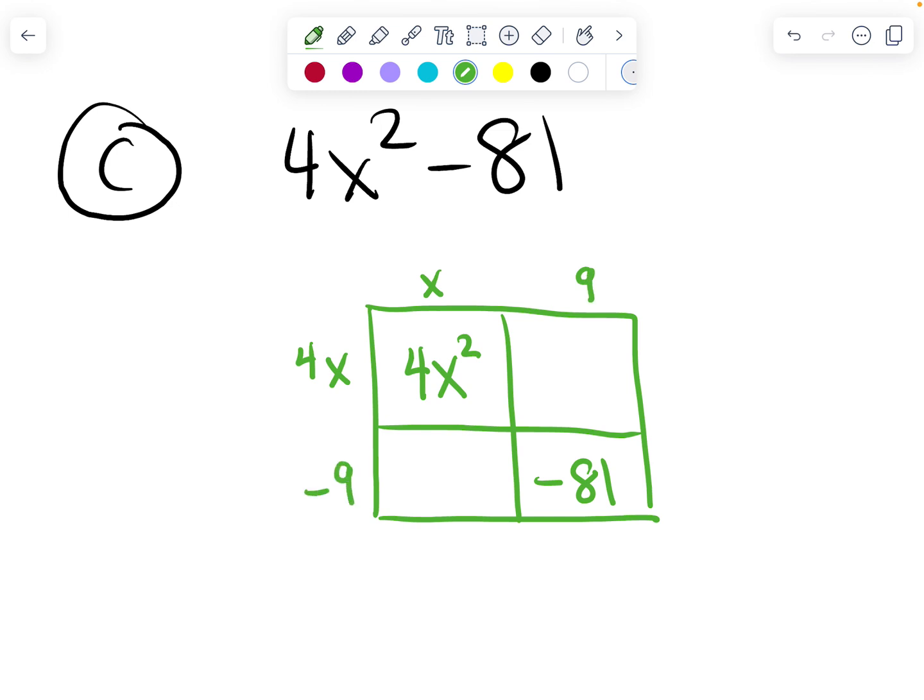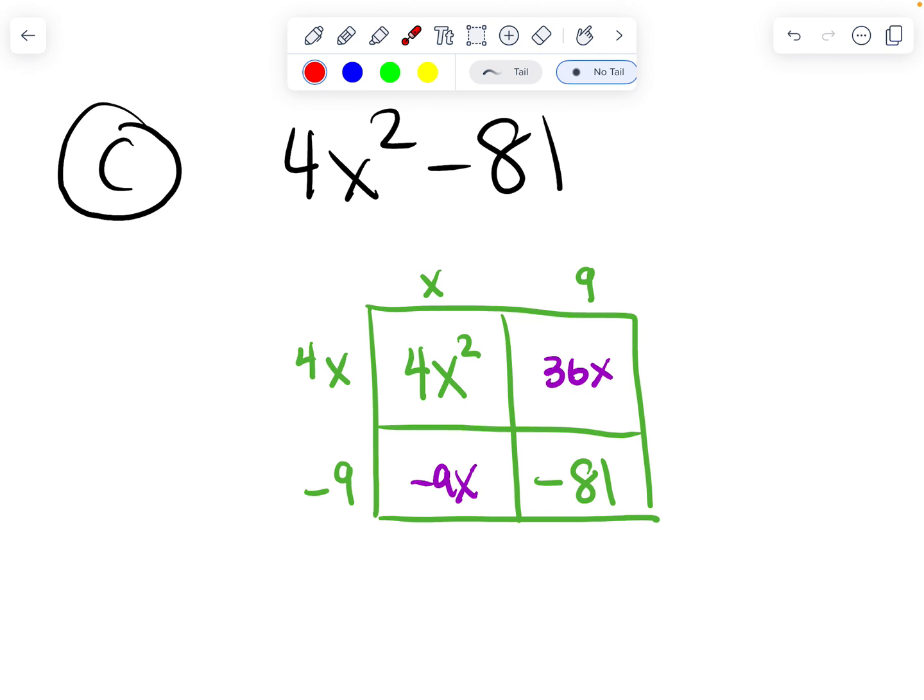So I'm just going to fill some things out and see what happens. 9 times 4x is 36x minus 9x. Uh-oh. These two things, 36 minus 9 is 27. I don't have 27 in the middle. In fact, I don't have anything in the middle. So you might be panicking. You might be like, oh my God, I don't know what I'm doing.